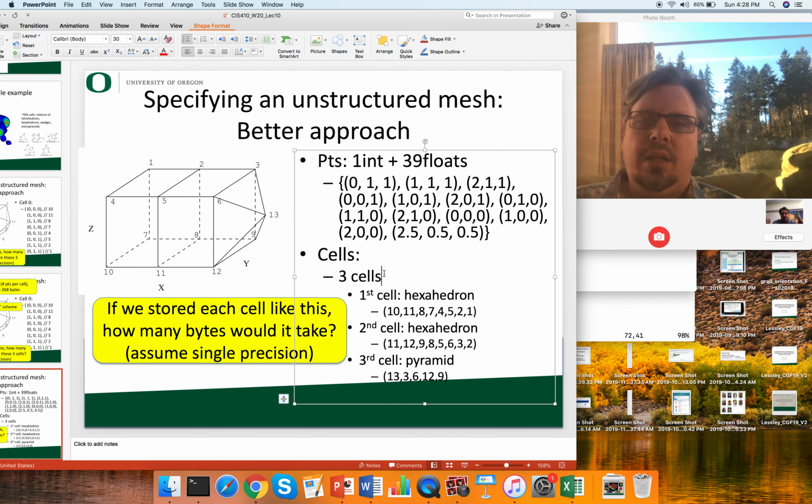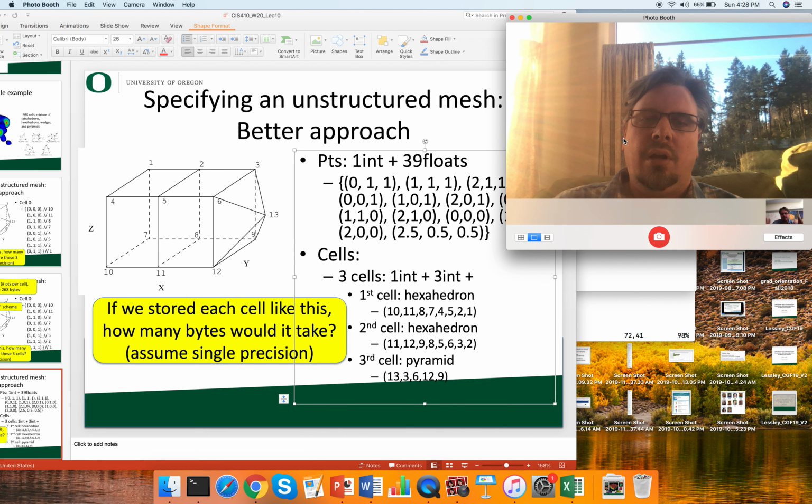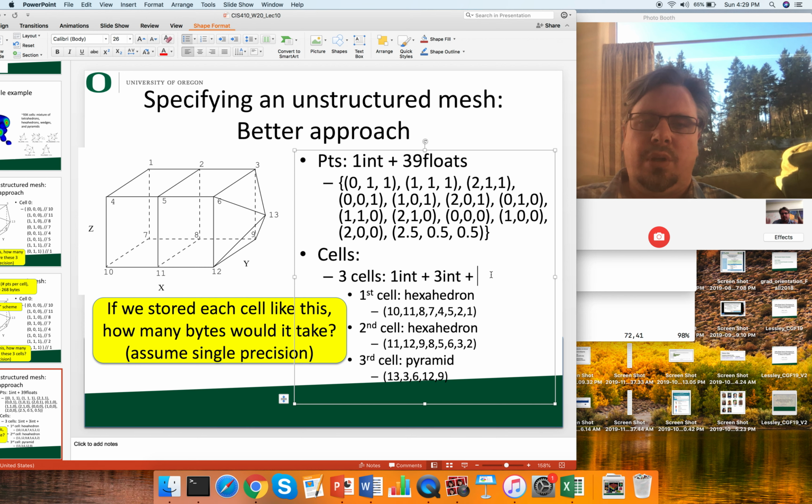And then down here, it looks like we'll need 1 int to say how many cells there are, plus 3 ints to say what the type is. It's a hex, it's a pyramid. And then it looks like we're going to need another 8 plus 5 ints to store these indices into the point list. And so that looks like that's 21 ints. I'm not sure we really come out ahead in this example. This looks like 25 ints, 26 ints, 39 floats.